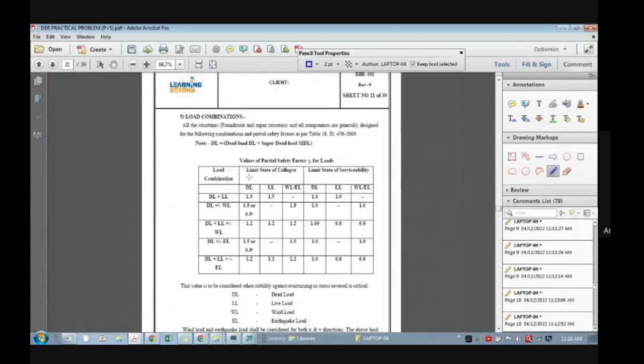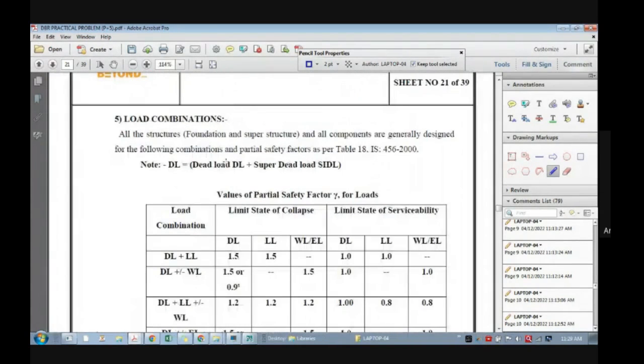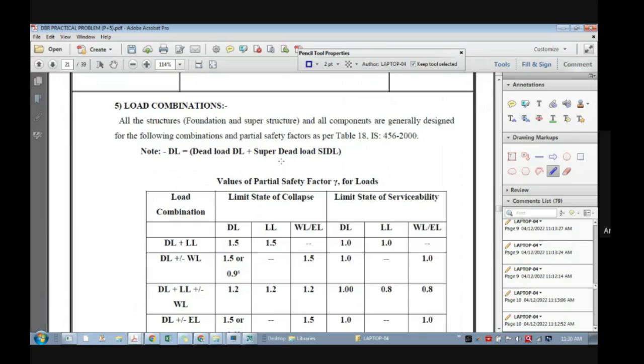Now, we don't design any structure only for a single load like dead load or live load. We design it for the combination of the loads. So combinations means it will have a combination of dead load, SIDL, meaning superimposed dead load, live loads, and earthquake loads. Okay, so it's a combination. We design the structure for combinations.